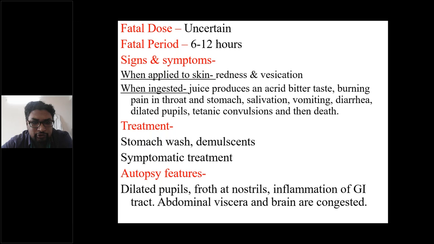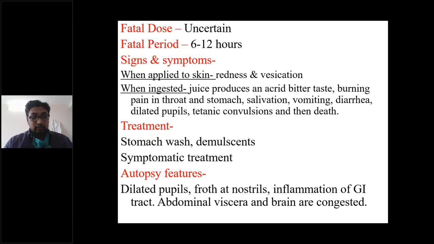Most of the time, GI symptoms are more common in organic irritant plants. So Calotropis has acrid bitter taste, burning pain in throat and stomach, salivation, vomiting, diarrhea, dilated pupils, tetanic convulsions and then death.